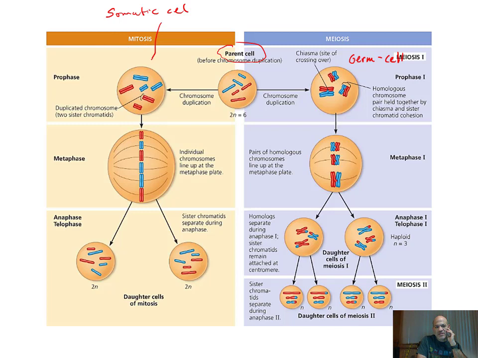So this is a somatic cell. This would be a germ cell. Now, both of them are going to have 2N chromosomes. In this case, they're using a simple model with only 6, because if we were using the human example, we would need 46 of those, and it would just get too crowded in a picture here.